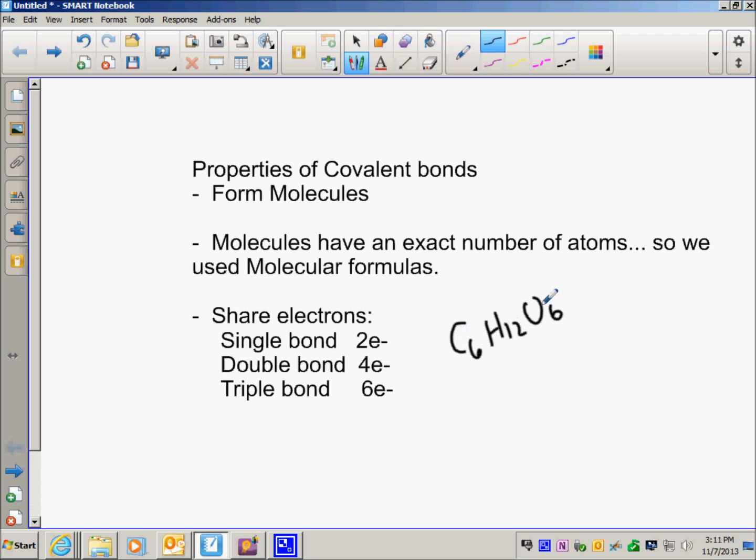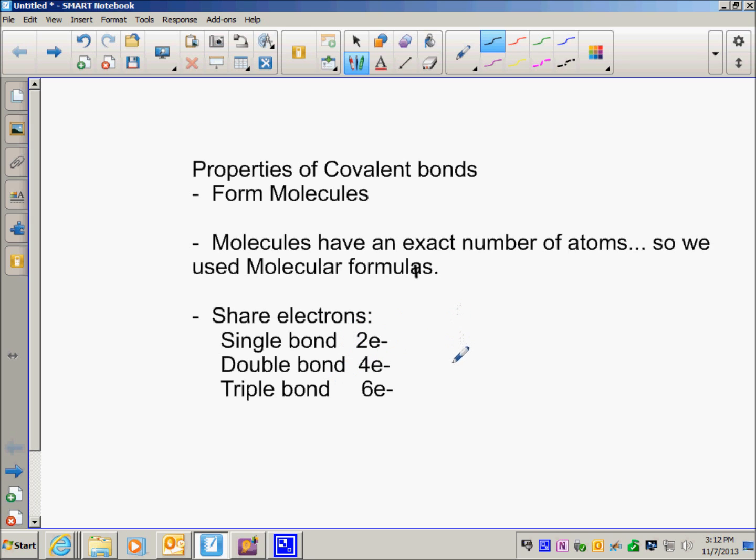We're all sharing electrons in covalent bonds in order to fulfill our full outer shell. So I'm going to erase this for a moment just to give myself a little more room here. And when we share electrons, we can form single bonds, double bonds, and triple bonds.